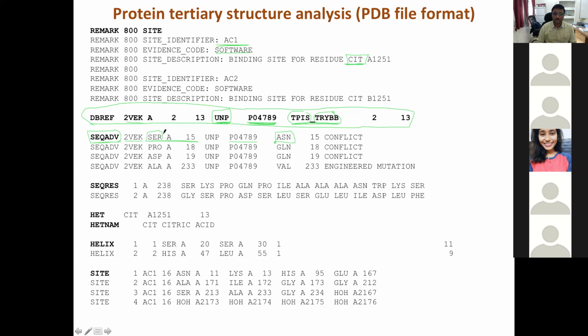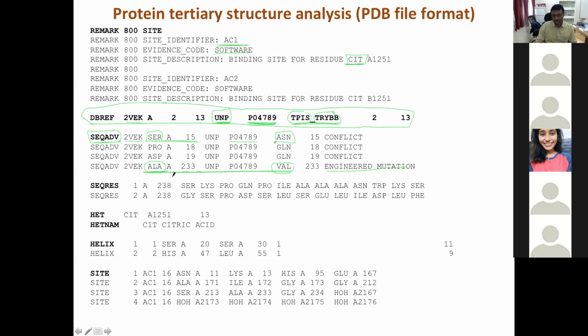Now there are two explanations for this. One is that it is a mutation, and I think it's mentioned over here. So this is an engineered mutation. I have made alanine at this position 233, and because you did design it, you end up having this conflict between the residue at 233, alanine versus valine. So in the sequence this is valine, and in the structure this is alanine.